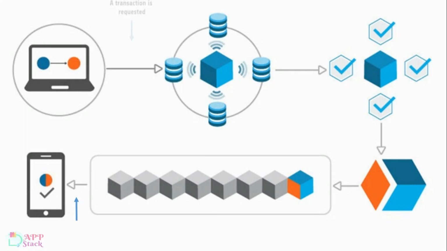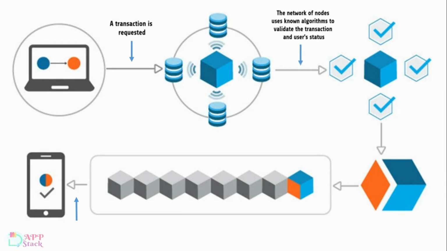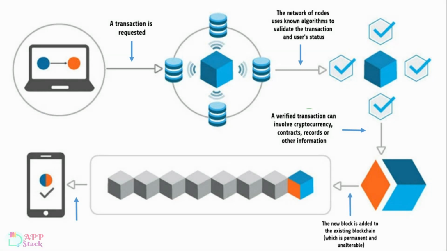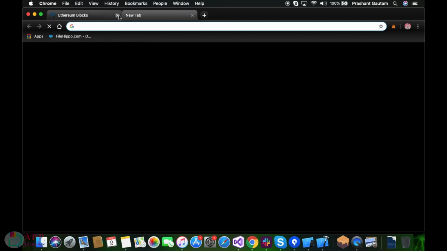First of all, a transaction is requested by a user, and this transaction is broadcast to a peer-to-peer network that consists of computers. The network of nodes uses an algorithm to validate the transaction and the user's status. A verified transaction can involve cryptocurrencies, contracts, records, or other information. Once verified, the transaction is combined with other transactions to create a new block of data for the ledger. The new block is added to the existing blocks and finally the transaction is finished.